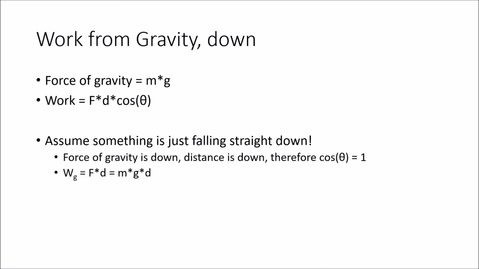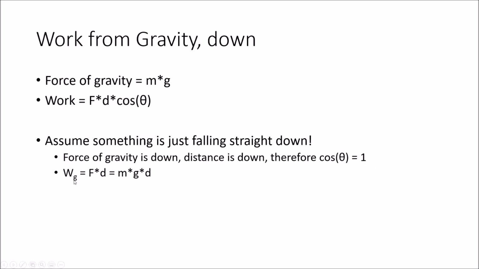If something is falling straight down, well, the force of gravity on it is going to be m times g in the negative direction. The work is going to be the force of gravity times the distance that it falls times the cosine of the angle between them. And here we're just assuming something is falling straight down, nothing weird. So the force of gravity, the direction is down. The displacement is down because it's falling down. Therefore, the cosine of the angle is 1.